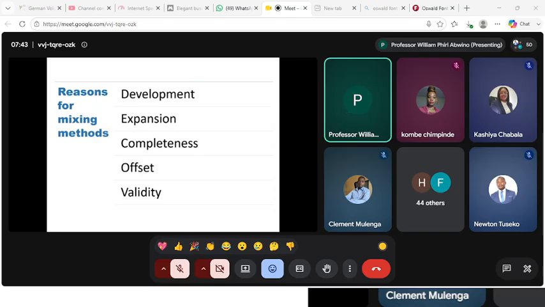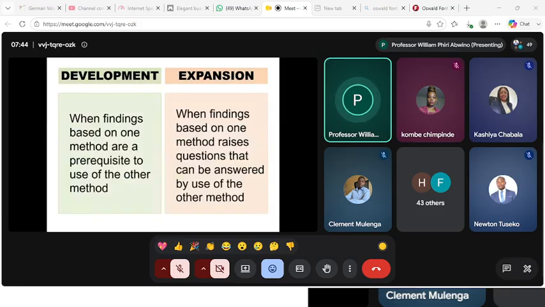Reasons for mixing methods. First of all, for development, for expansion, for completeness, offset, and also for validity. Development and expansion: when findings based on one method are a prerequisite to use of the other method.